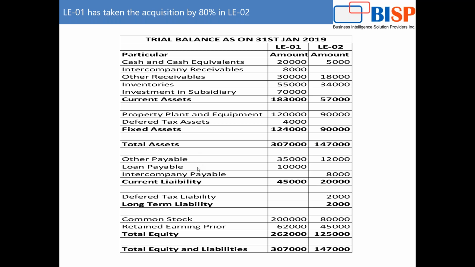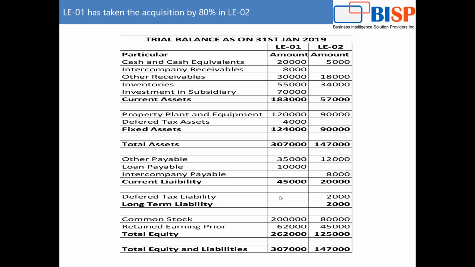Then the other payable, which is a liability, loan payable, intercompany payable, I had already told you, the deferred tax liability, the common stock, the retained earnings prior. You can see our total equity and liability is 3,07,000, which is exactly equal to the total asset. Similarly for legal entity 02, 1,47,000 is the total asset, and the equity and liability is 1,47,000.